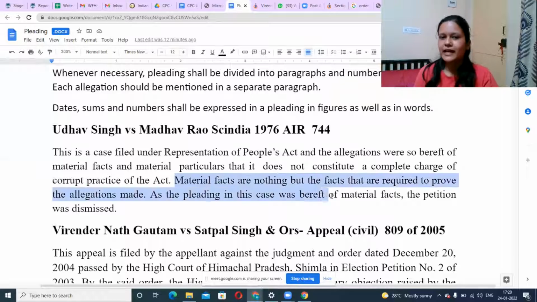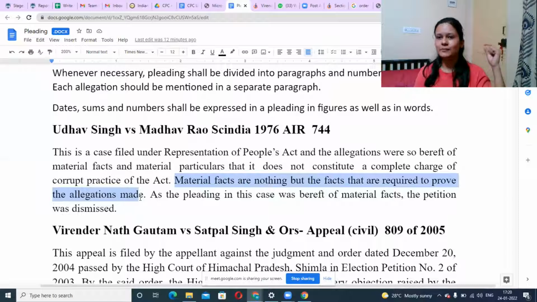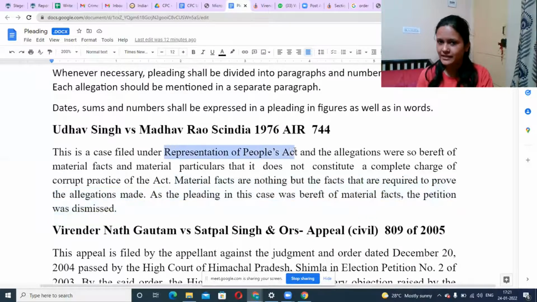So what are material facts? They are nothing but facts that are required to prove the allegations made. Yes, money was taken, that's why I'm filing this case for recovery of money. Like that, it has to be there. As the pleading in this case was not related to the material facts, this petition itself was dismissed. The court said that we are not entertaining this matter because yes, you are making allegations that the person has violated this legislation, but you have not provided enough material facts that support your allegations. Okay, this is clear, right?